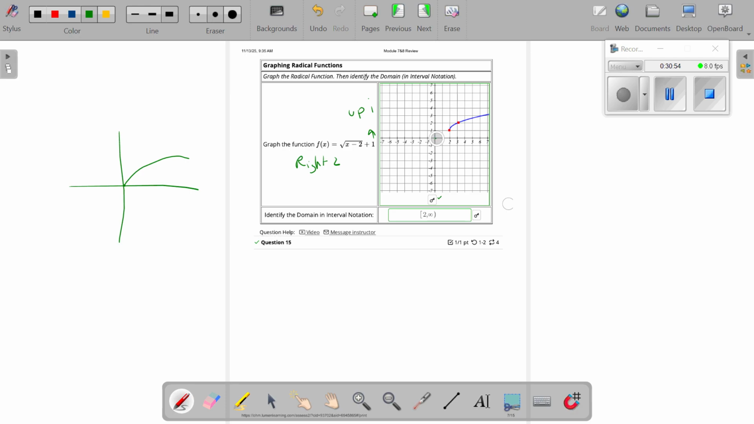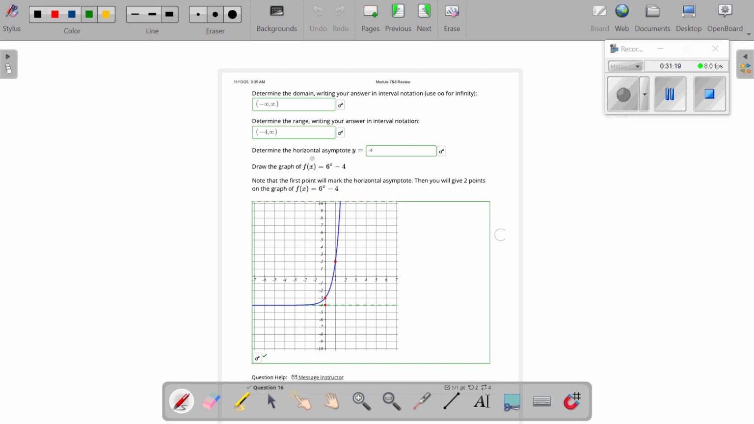So from this point, 0 and 0, we are going to go 2 to the right, up 1. And the other point, which was here at 1 and 1, will be moved 2 to the right and up 1. And this is my function. The domain this time will be from 2 to infinity, because when you go from left to the right, it's starting from 2 and then goes to infinity.